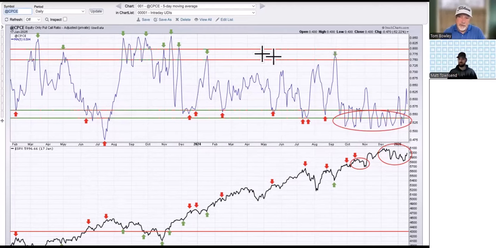And when you get up to a really high reading, that means there are more puts. Thinking about that fraction again, you've got the numerator, the puts, growing versus the number of calls on the bottom. So if you get a 0.80 reading, it's like there are 8 puts being bought for every 10 calls. Down here at 0.5, it's 5 puts versus 10 calls. So here you're getting a lot more bearish.